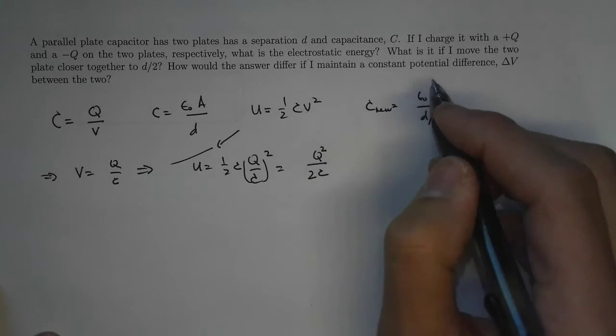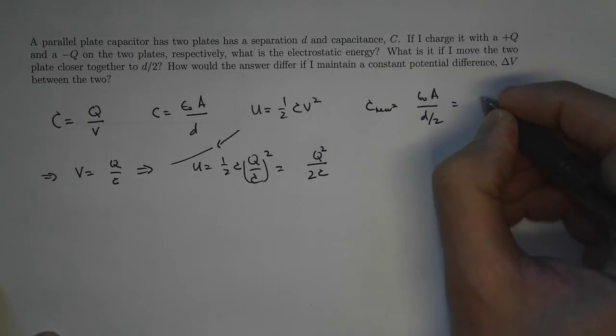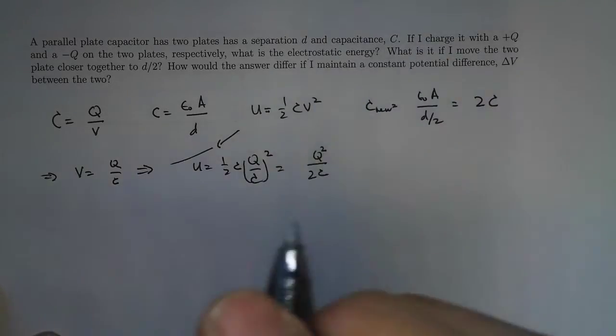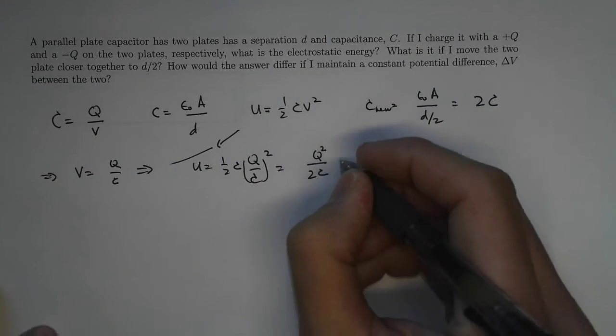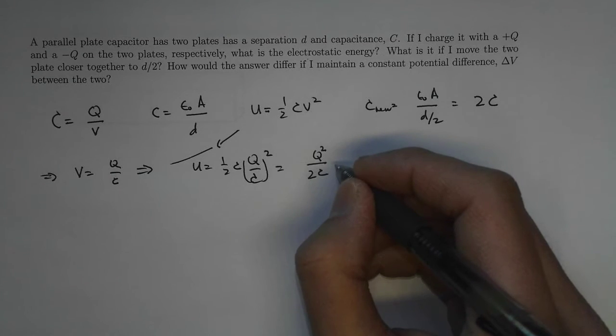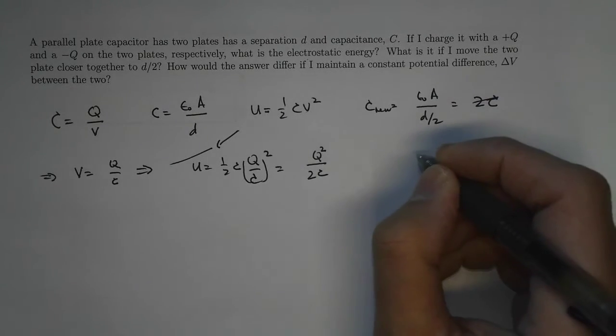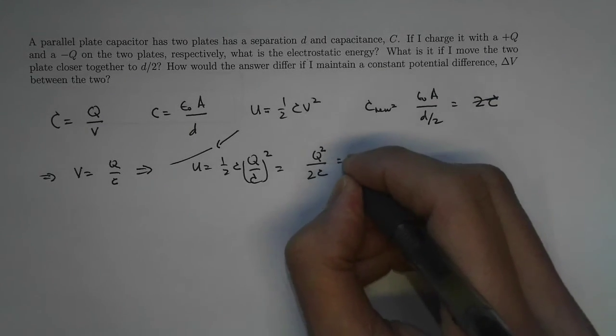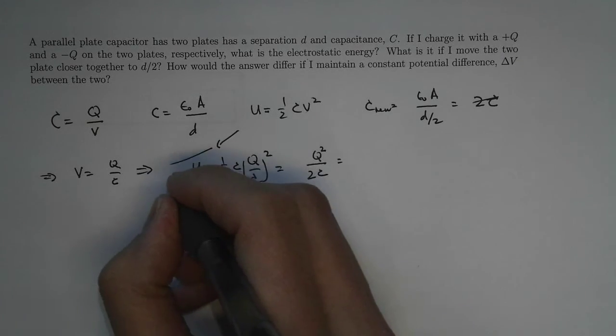Now, the new capacitance is going to be epsilon naught A over D over 2, because I moved from D to D over 2. So this is going to be 2 times the old capacitance, C. Whoops, I'm going too far ahead of myself. So this is the electrostatic energy, that's part A.